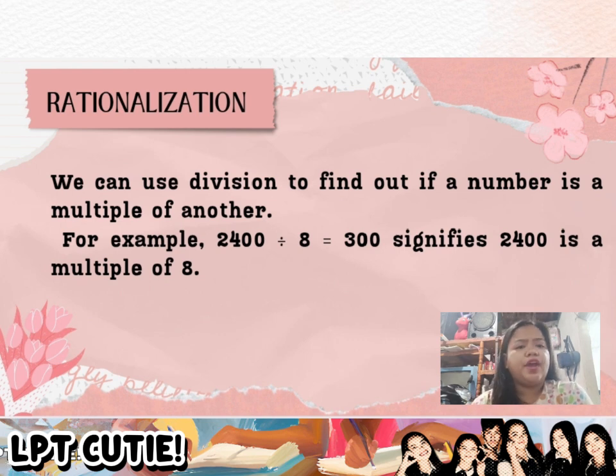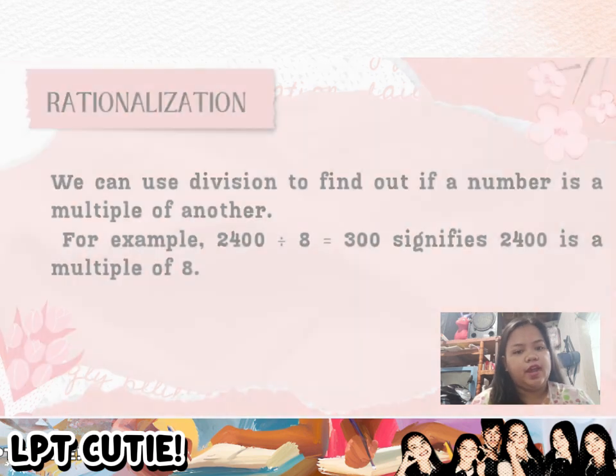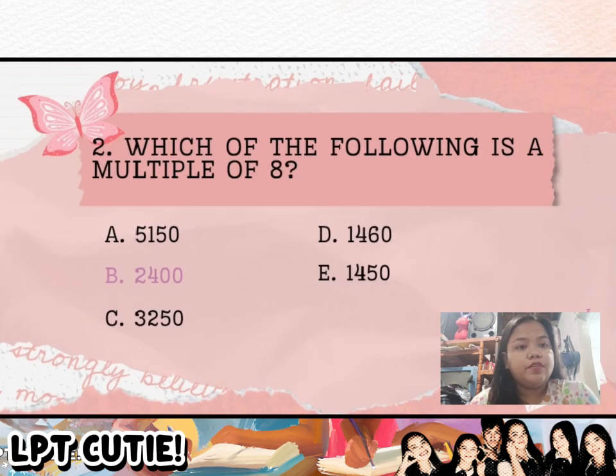So, let's try letter A. Let's solve letter A. So, 5150. If we're going to solve 5150 divided by 8, the answer will be 643.75. And take note, if we are going to find the multiple of a number, it should be a whole number. It does not have a fraction nor a decimal point. Okay, again, the multiple of 8 is letter B, 2400.